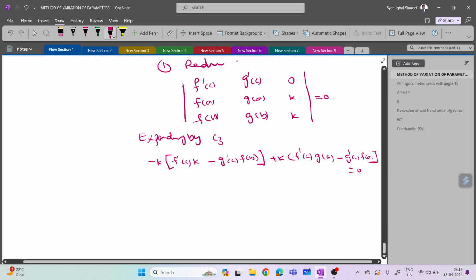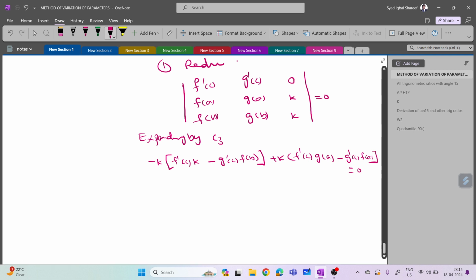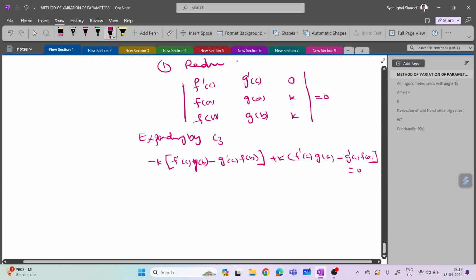Now, k is common, so we have taken k common. This one means f dash c into g of b, not g of b, sir. This is g of b.